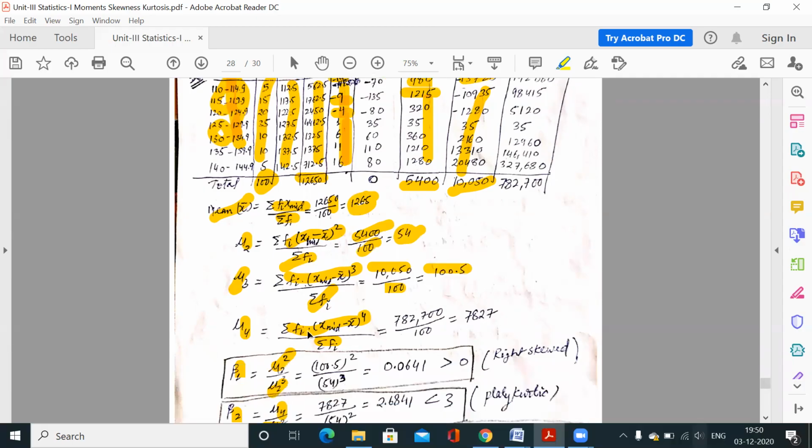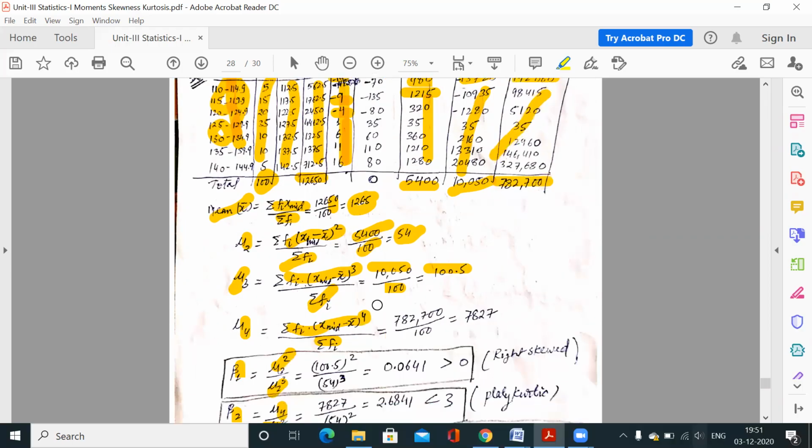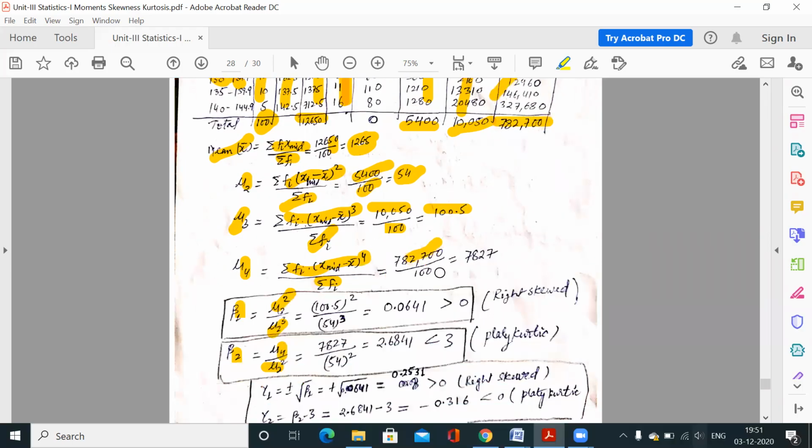For mu4 we need frequency into fourth power of this difference. So frequency means 5 into minus 14 to the power 4. So this value. So like this we have these values. This is the summation. So mu4 is this value divided by summation Fi.